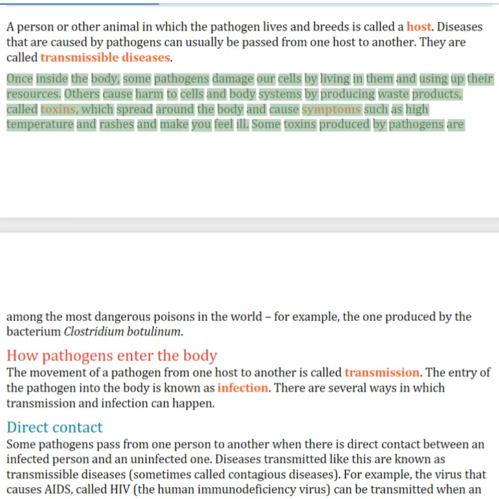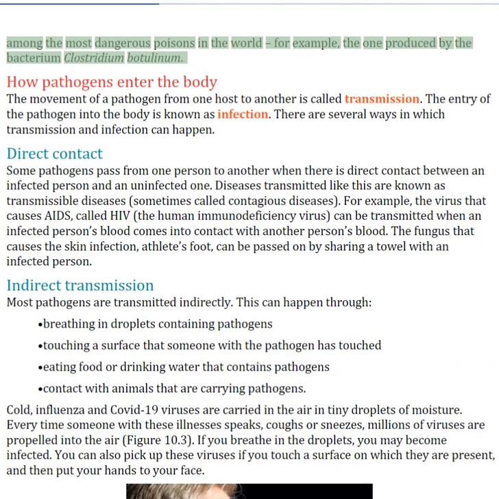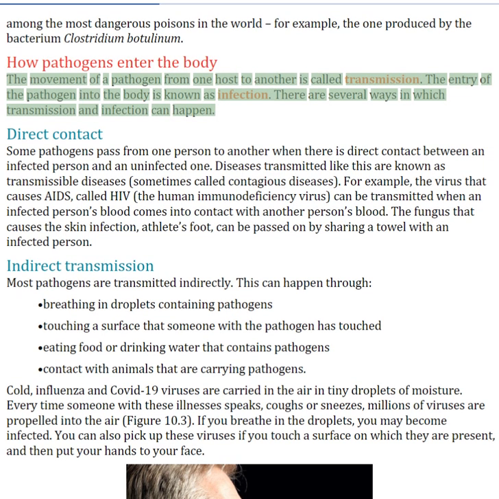Some toxins produced by pathogens are among the most dangerous poisons in the world, for example, the one produced by the bacterium Clostridium botulinum. How pathogens enter the body. The movement of a pathogen from one host to another is called transmission. The entry of the pathogen into the body is known as infection. There are several ways in which transmission and infection can happen.